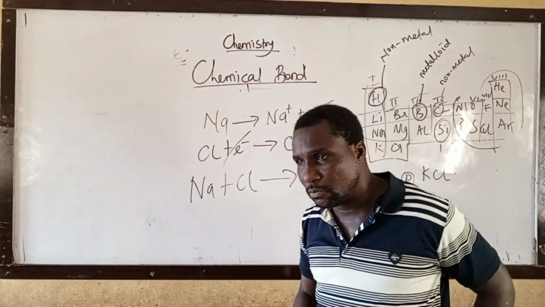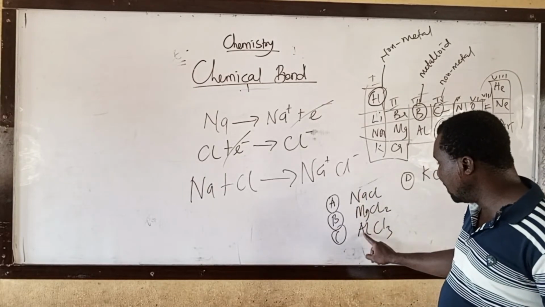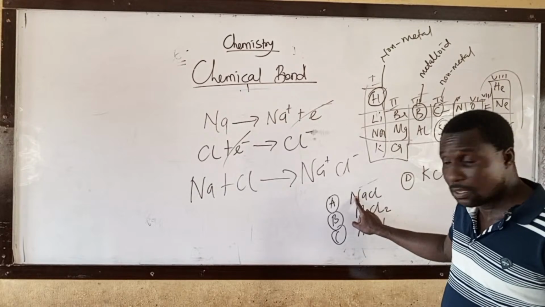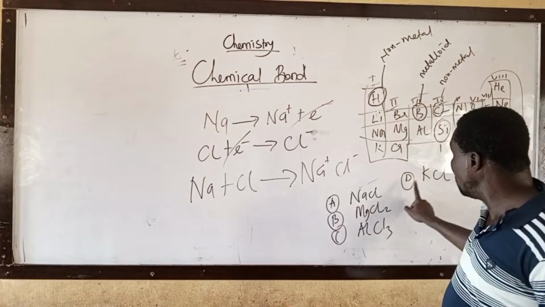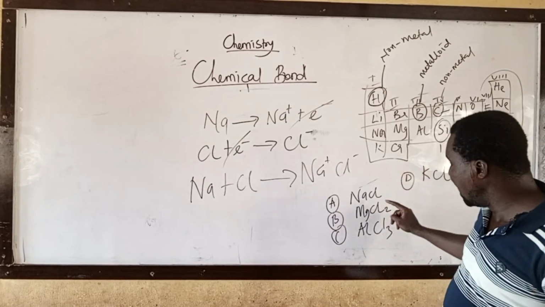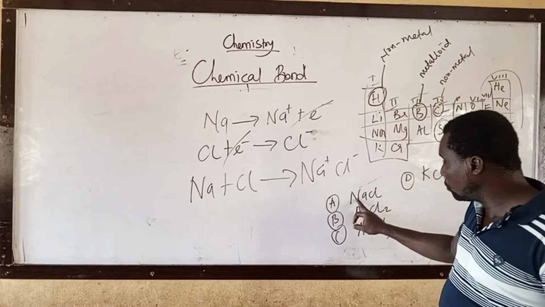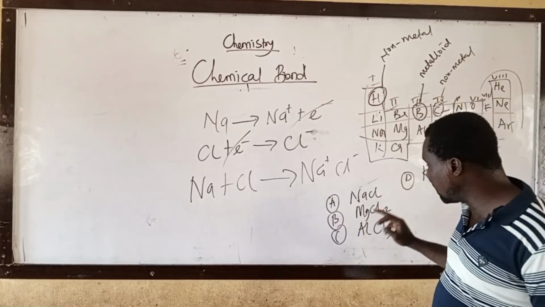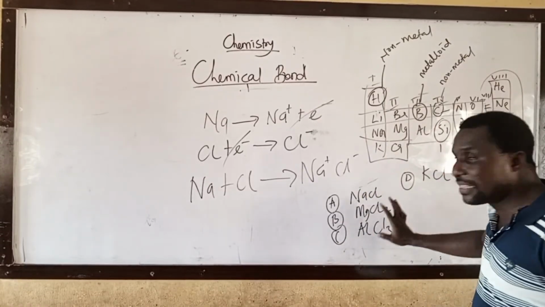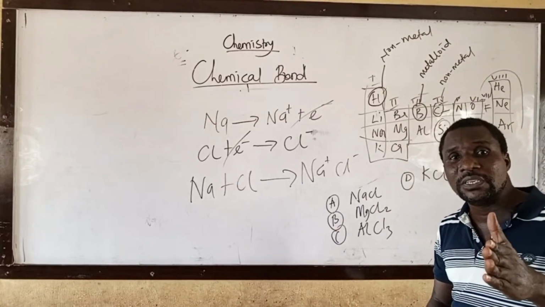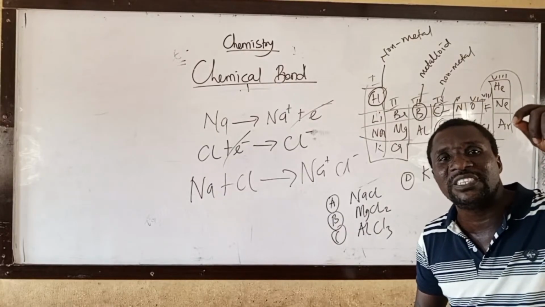This is how you know. Just look at the metals. Sodium is a metal. Magnesium is a metal. Aluminium is a metal. Potassium is a metal. They have the same non-metal. Among the metals, find the one that has the highest number of electrons on its atomic shell.